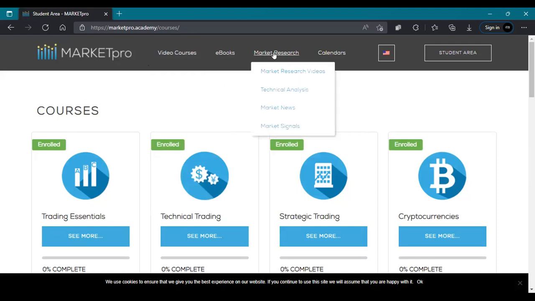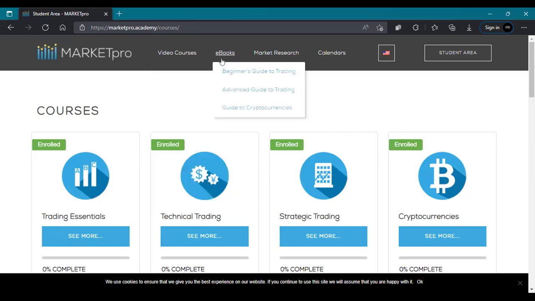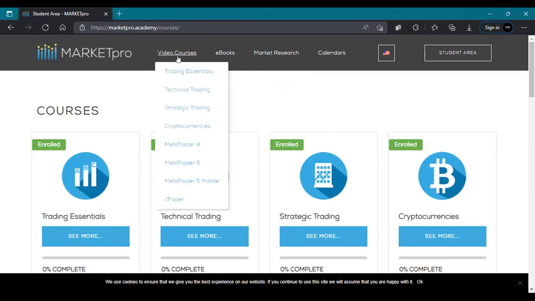You have market research. We have people that prefer watching videos, and we have people that prefer reading. So if you're the type of person that loves to read, you should check the ebooks tab. If you're the type of person that enjoys learning by watching videos, you can start watching any of these.